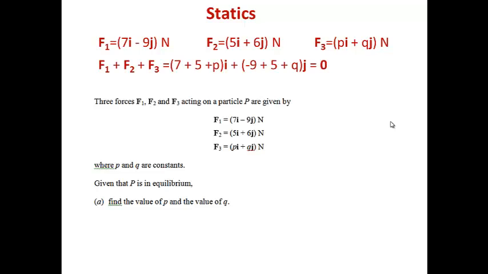Then, as the particle is in equilibrium, we know that the sum of the three vectors must be 0. So we add F1, F2 and F3. We collect together the i components and j components, and the resultant force has to be a vector 0. From this we can easily see that p must be minus 12 and q must be 4.